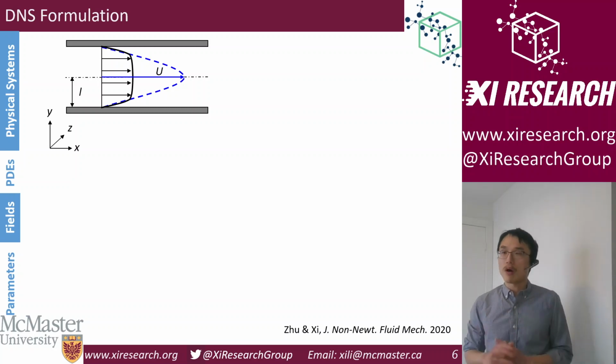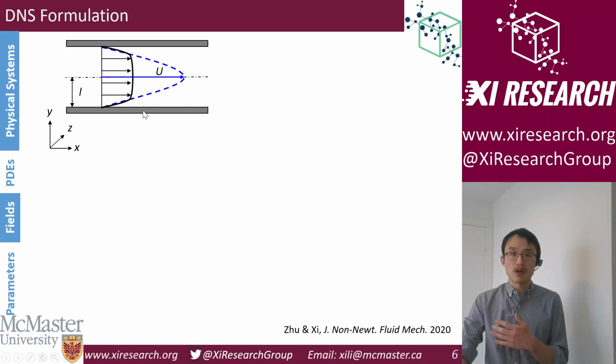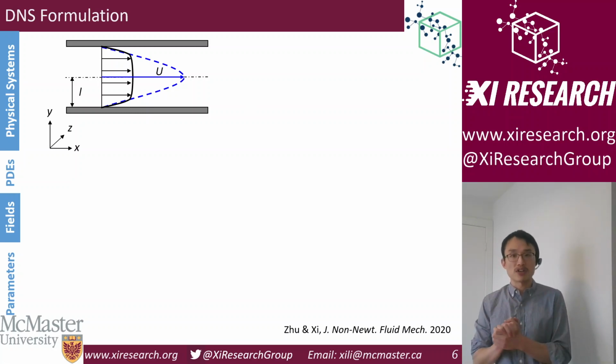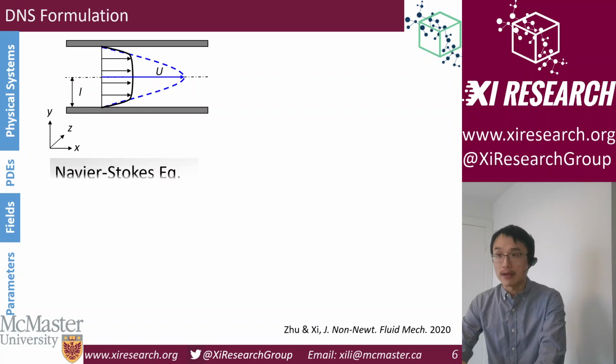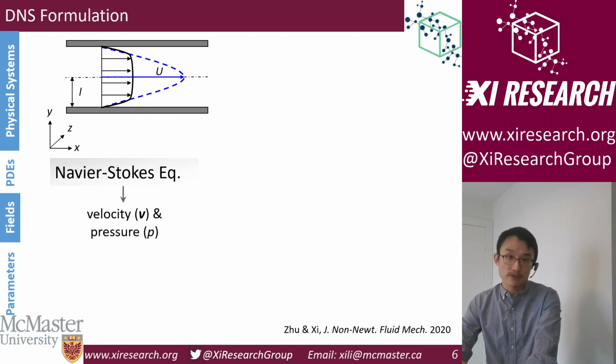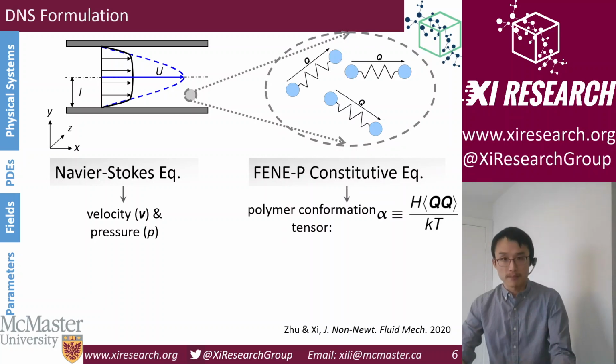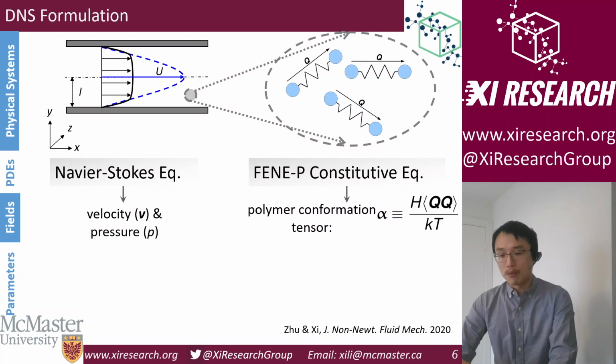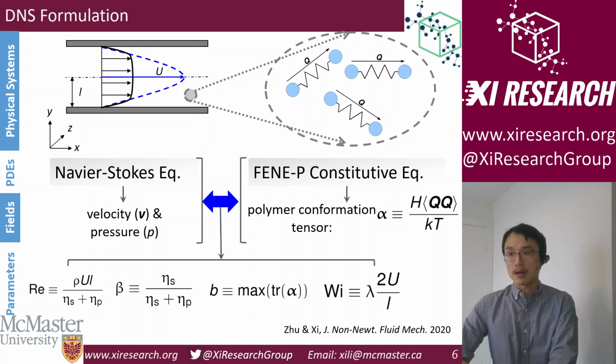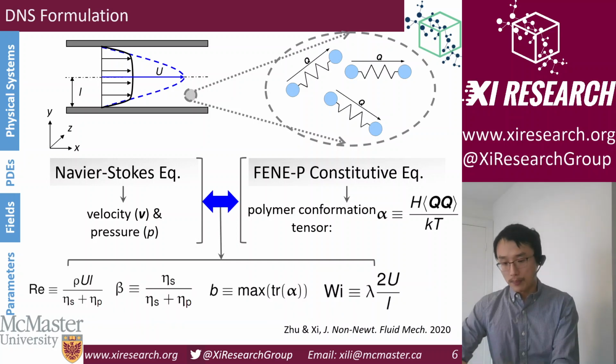Before we show our results, just a very quick walkthrough of our simulation protocol. We look at channel flow, in which the fluid is sandwiched between two large plates, and the flow is driven by a constant pressure gradient. We use the Navier-Stokes equation to solve for the velocity and pressure field. We use a FENE-P constitutive equation to capture the polymer conformation and polymer stress. Once we couple these equations, the coupled system has 4 parameters, and we'll explain the parameters as we see the results.